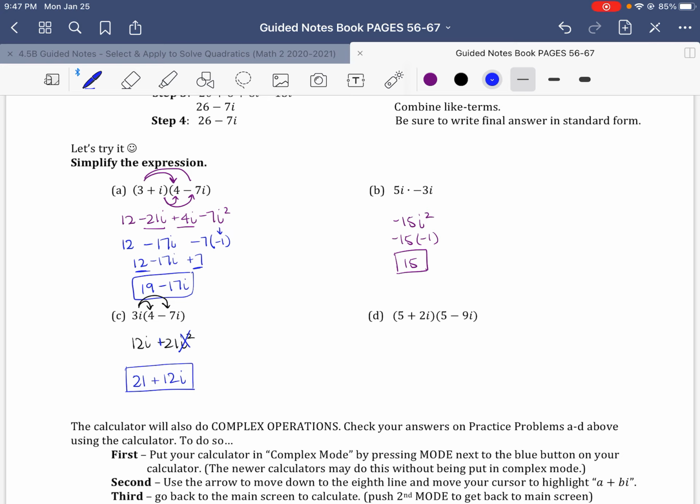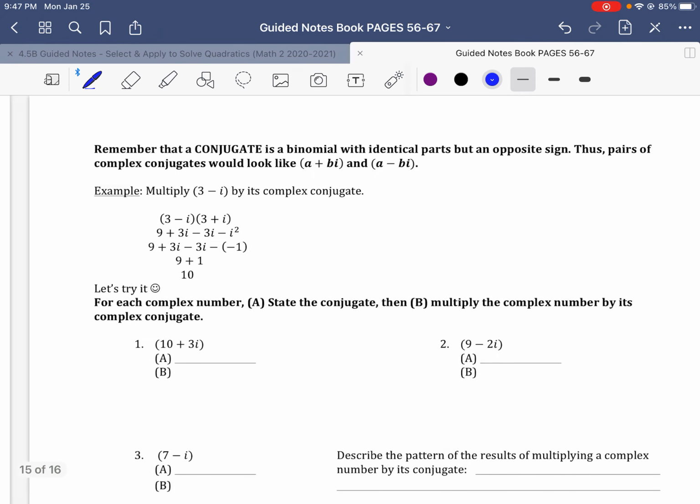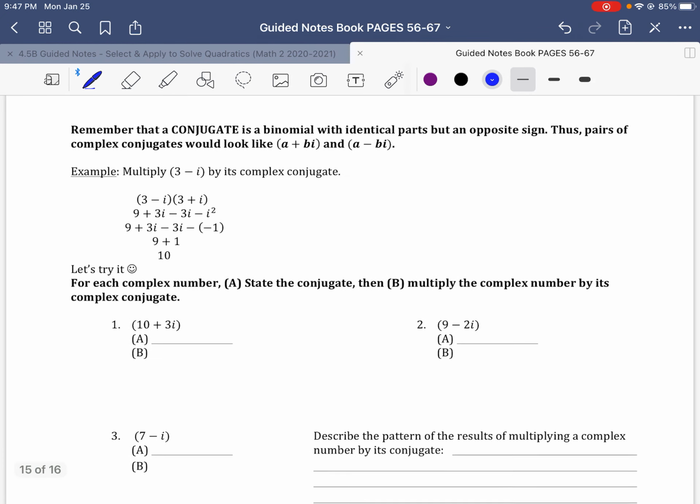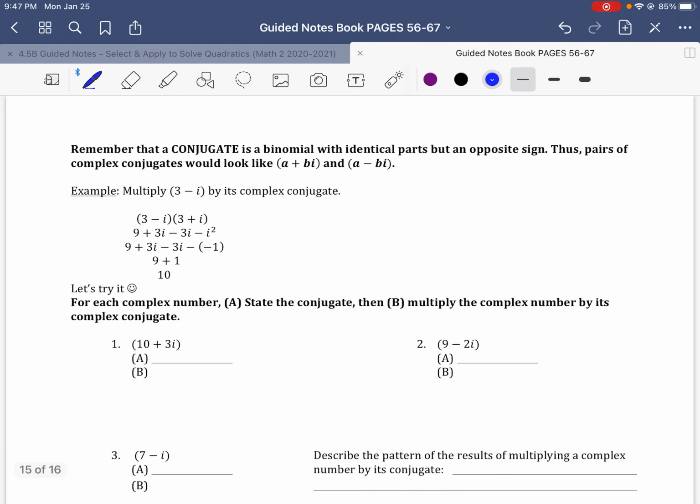Okay. That's multiplying. Let's talk a little bit about what happens when we multiply by what we call its conjugate. We used conjugates when we talked about rationalizing a radical denominator, so I just want to bring it back to something that we know. Remember when we had something like the square root of 3 over 2 plus the square root of 5? If we wanted to get rid of the radical in the bottom, we multiplied this binomial by what we called its conjugate.